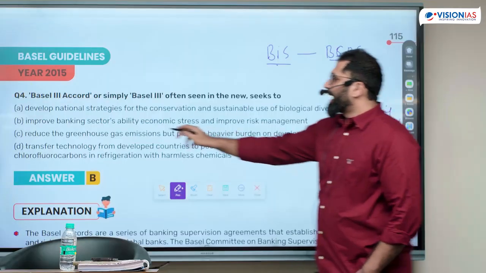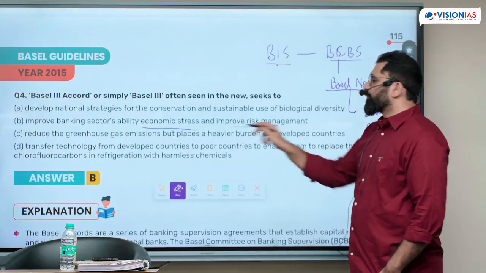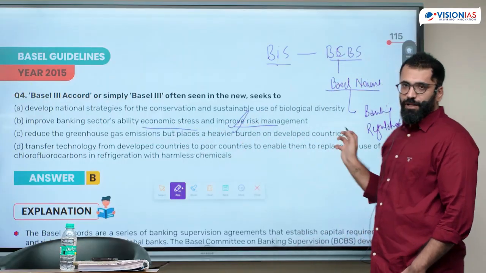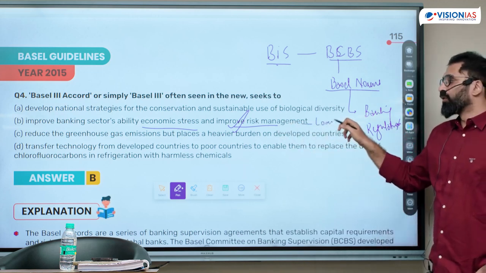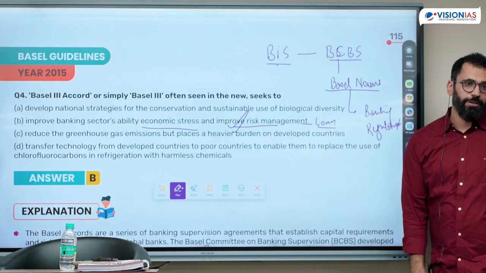It is to improve banking sector ability to withstand economic stress, improve risk management. Regulations because of risk. Why do they have risk? Because they give out loans, significant risk involved.